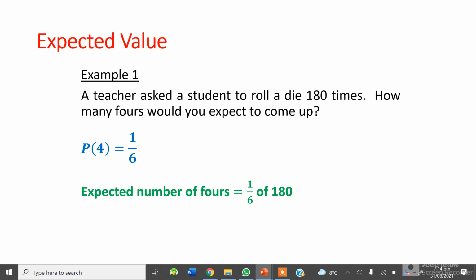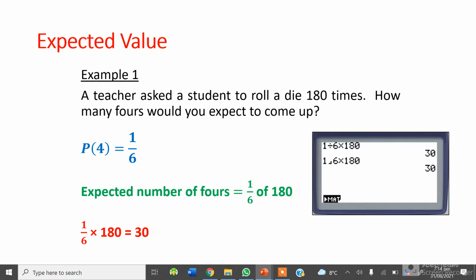So let's calculate a sixth of 180. To do that, we can go 1 divided by 6 multiplied by 180, and it gives us 30. So a sixth of 180 is 30. So we would expect 30 4s to come up, just like we'd expect 30 5s and 30 1s and 30 6s and so on.